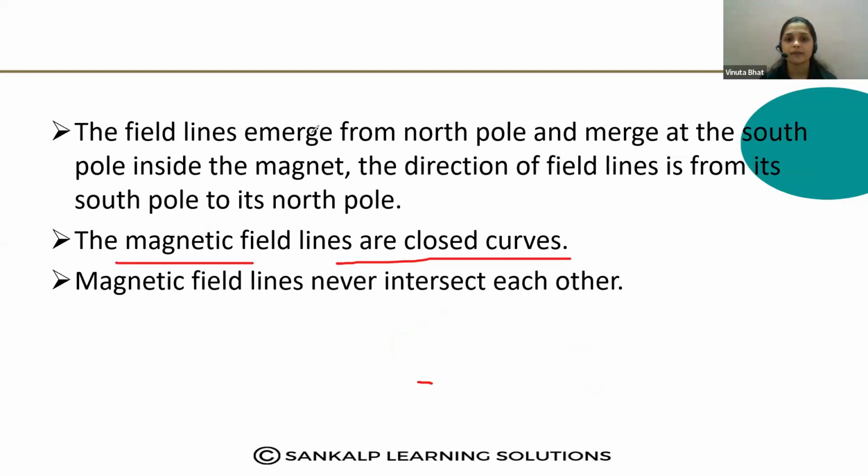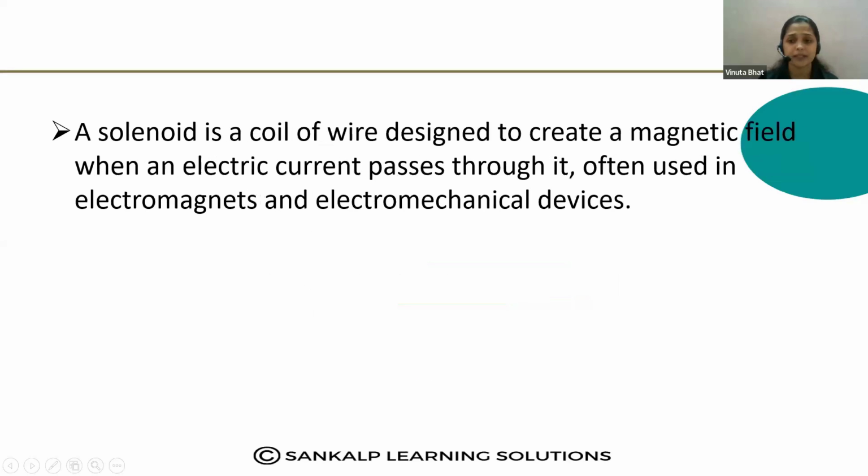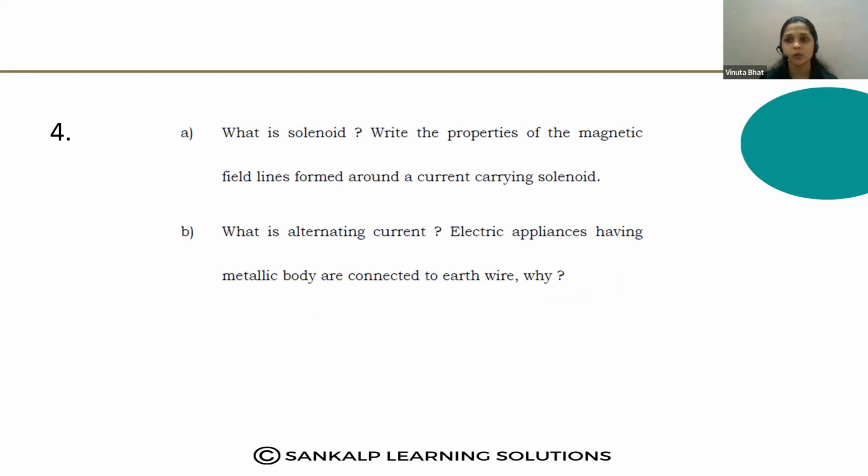Then, magnetic field lines never intersect each other. So these are the characteristics of the magnetic field lines produced around the solenoid. Then, what is alternating current? This question is deleted, so I will not discuss this one.